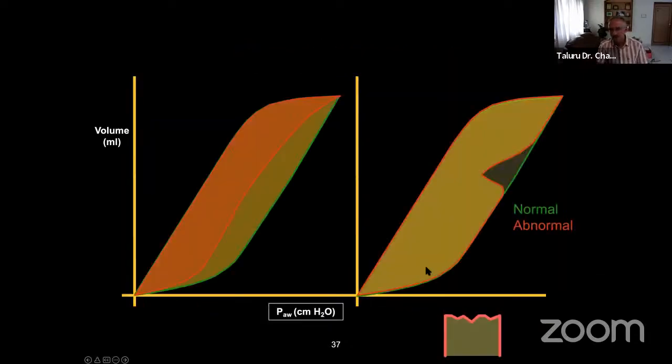This is very, very commonly seen. If you see something like this on a flow system or a PV loop showing like this, it is always a patient spontaneously breathing, coughing, something like this. This normally happens. So you either have to increase the peak flow sometimes or may have to give some sedation.